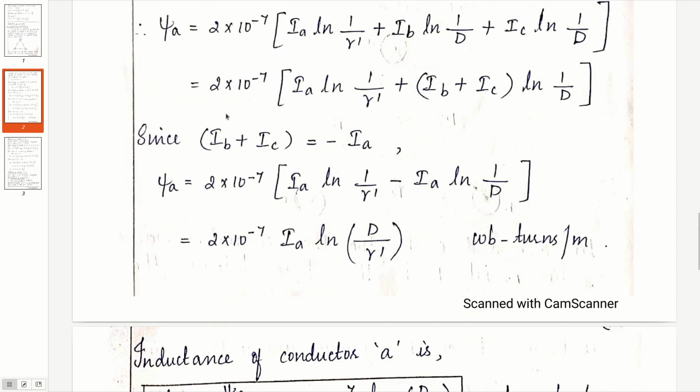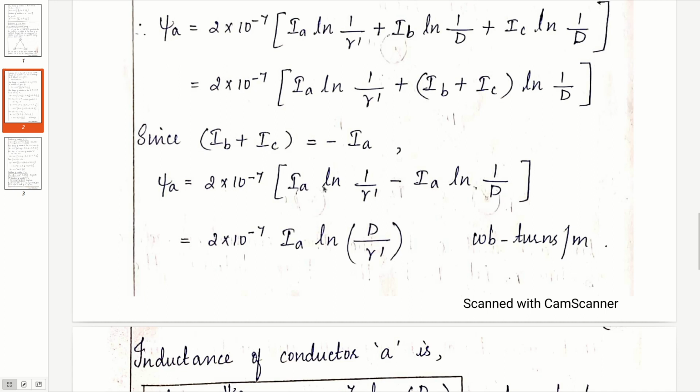So now psi A is equal to 2 into 10 to the power minus 7 [IA ln 1 by R dash plus (IB plus IC) into ln 1 by D]. So we know IA plus IB plus IC is equal to 0. So IB plus IC will be equal to minus IA. So substitute IB plus IC as minus IA. So psi A is 2 into 10 to the power minus 7 [IA ln 1 by R dash minus IA ln 1 by D].